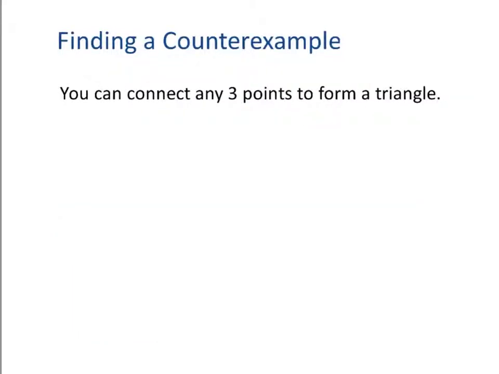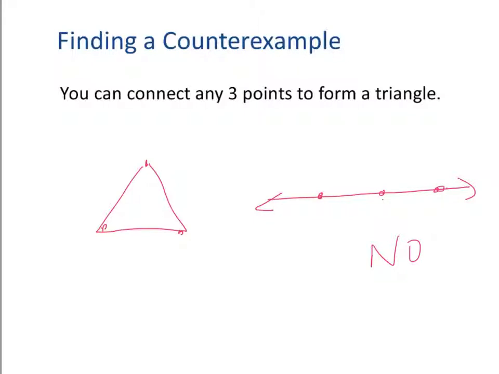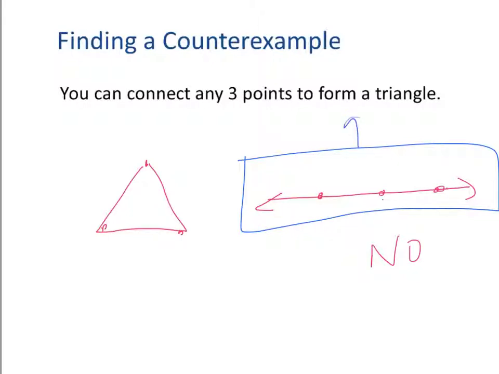Here's another statement. You can connect any 3 points to form a triangle. Well, here's 3 points. Can I form a triangle? You bet. What about this one? I have 3 points, they're collinear. Can I form a triangle with those 3 points? No. So this, folks, is my counterexample. In this case, this is a picture, not a statement. It's an actual picture. This proves that wrong.